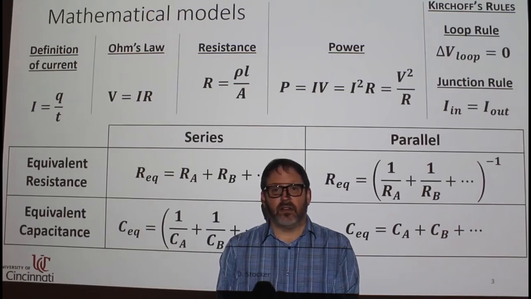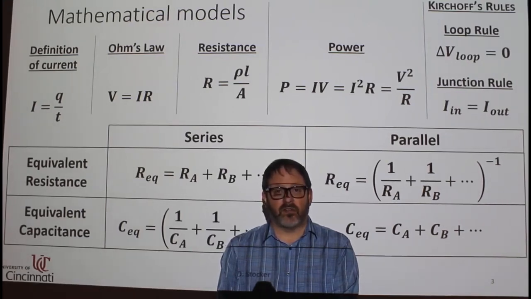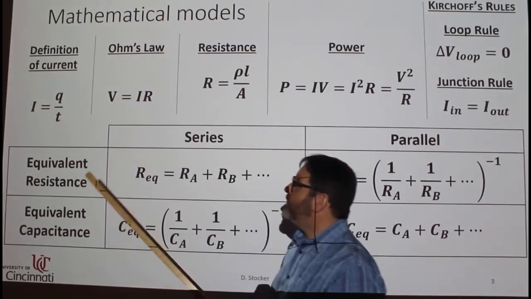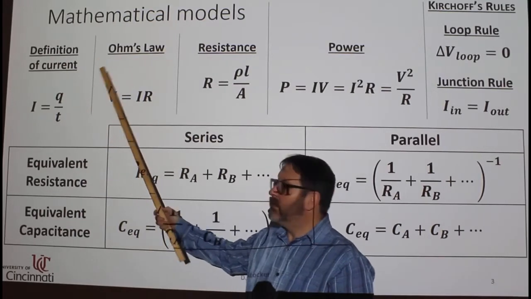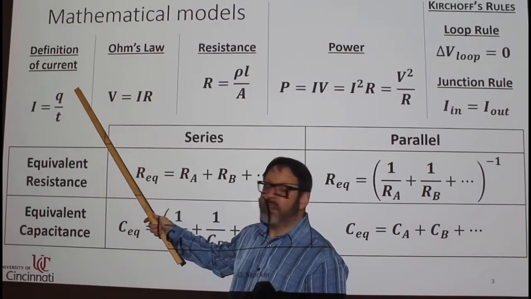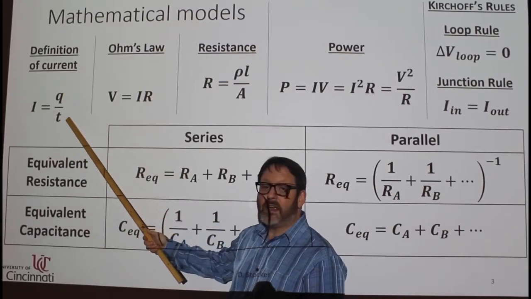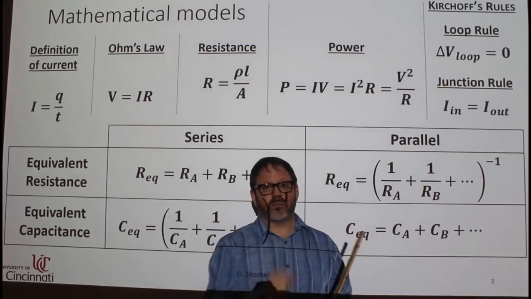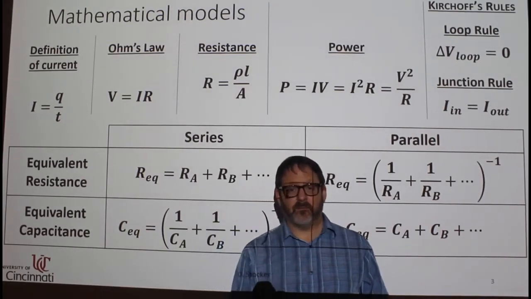In this video, I'll introduce the mathematical models that go with electric current and direct current circuits. So first, we have a definition of current. Current, I, we've seen this before, is Q, that's charge, per time. So current is a measure of how much charge passes a certain point in a certain amount of time.